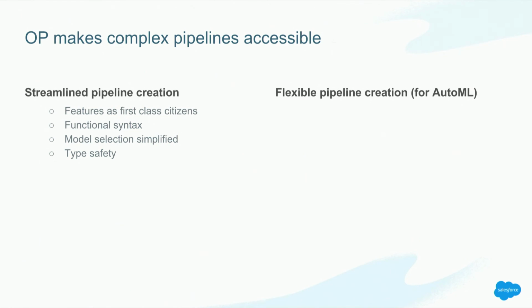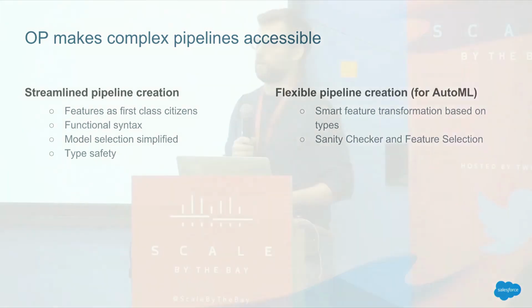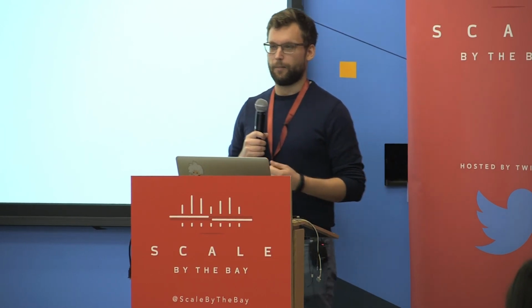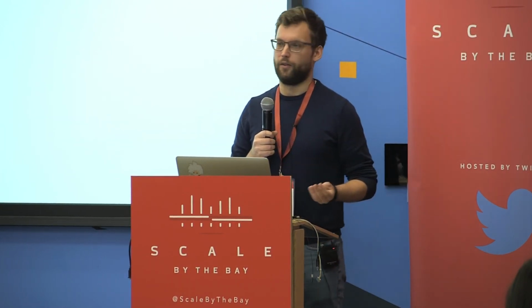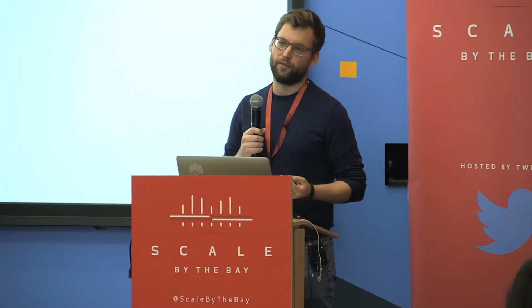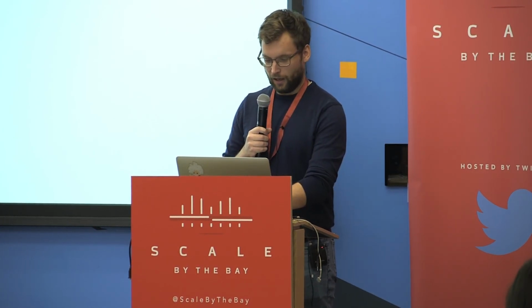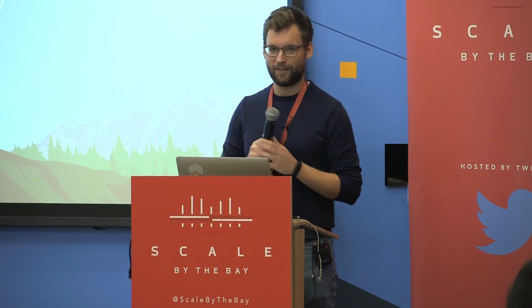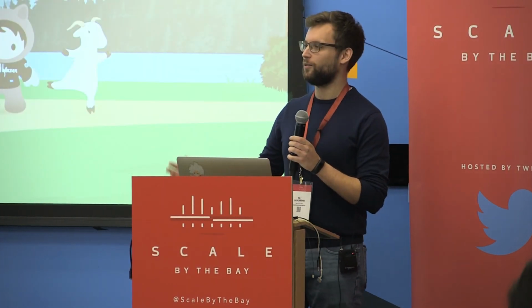So you have smart feature transformations based on types. You have the sanity checker and the feature selection, which gets rid of unnecessary and harmful features. And you have the easy model selection, which will just do cross-validation and run different kinds of algorithms on your data without you having to specify any of them. Or to summarize, it makes complex machine learning pipelines easy. And that was it. Thank you.